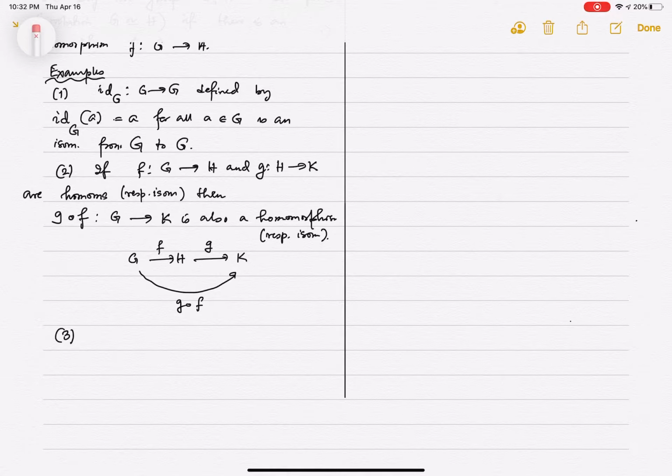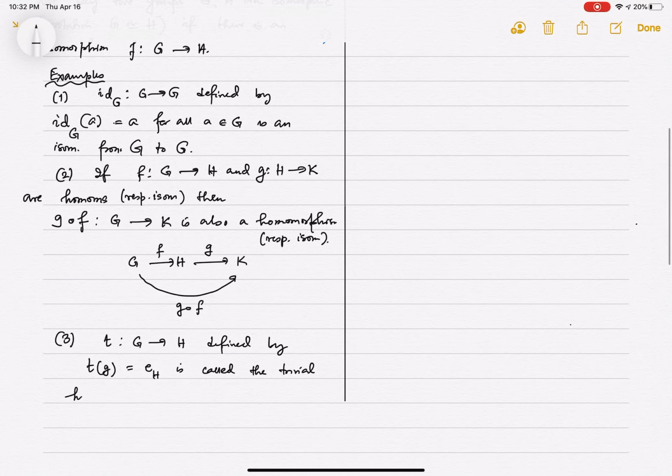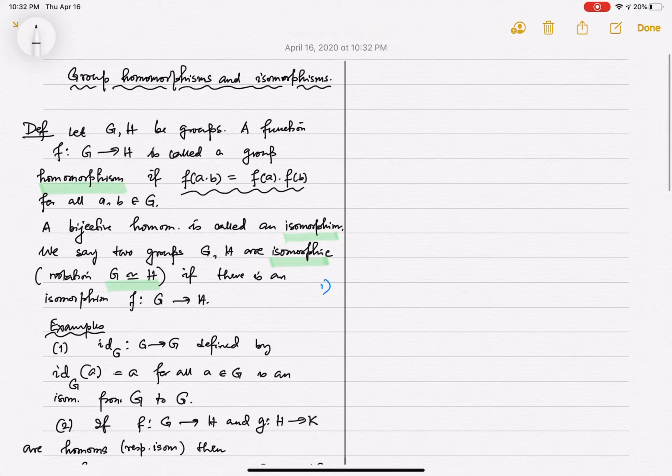Then there is the zero homomorphism, which is very far from being one-to-one and onto, or the trivial homomorphism. What do I want to call it? Maybe T for trivial. This is the homomorphism that takes all group elements to the identity, called the trivial homomorphism. You can check, in each case you need to check the defining property, this one. Okay.